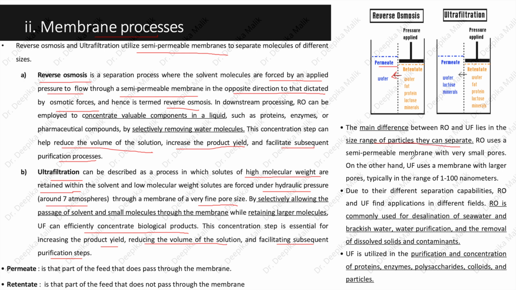Reverse osmosis uses a semi-permeable membrane with very small pores. On the other hand, ultrafiltration uses a membrane with comparatively larger pores, typically in the range of 1 to 100 nanometers. Due to their different separation capabilities, reverse osmosis and ultrafiltration find applications in different fields.